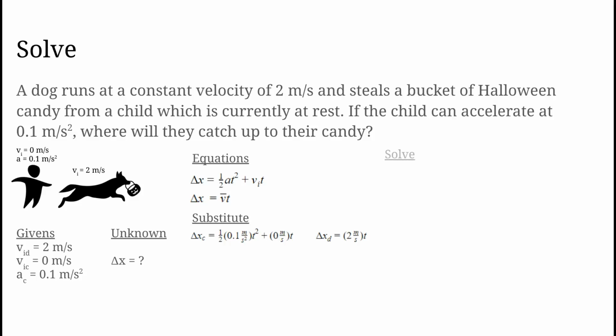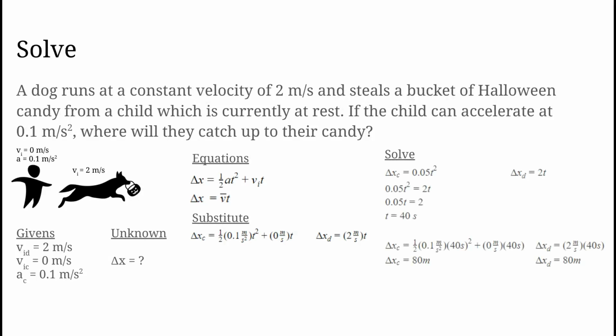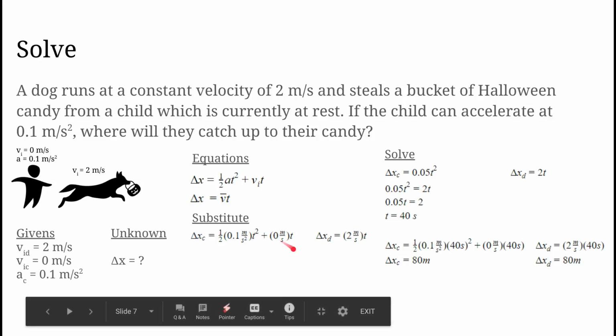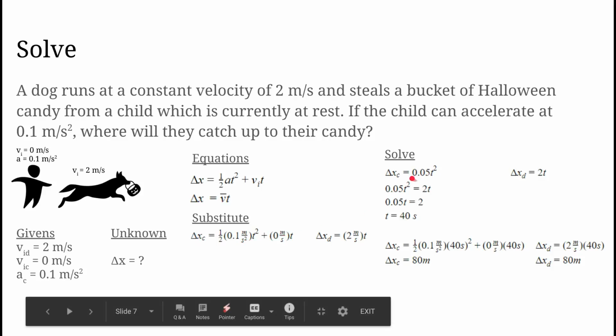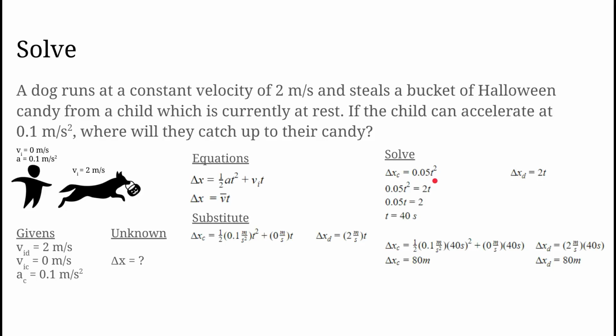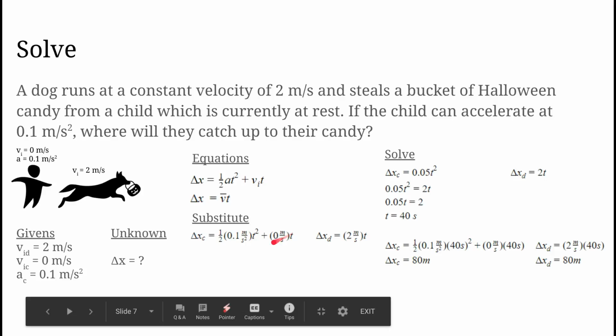To solve them, what we're going to do is simplify this substituted equation. I've got a coefficient of 0.05 times time squared, and then because the initial velocity of the child was 0, that term cancels out. For the dog, it's simply 2 times the time.